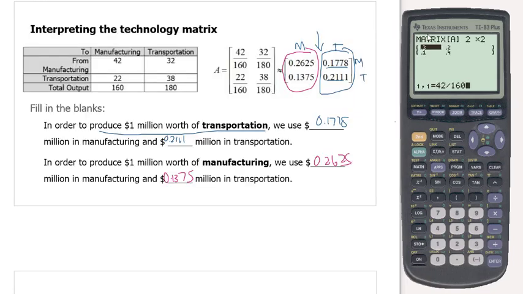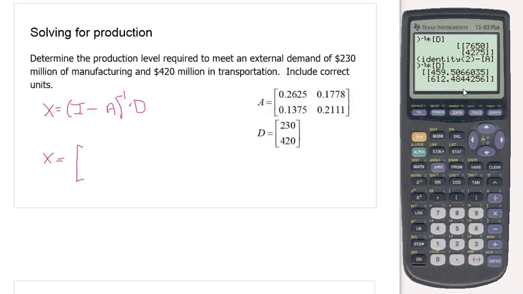One thing I want to point out is that when you go to enter your technology matrix, you don't have to enter these decimal values here. You can enter the division. So I could take 42 divided by 160, 32 divided by 180, and this is better than entering the decimal approximates. So running through this, I got this matrix for my production matrix.